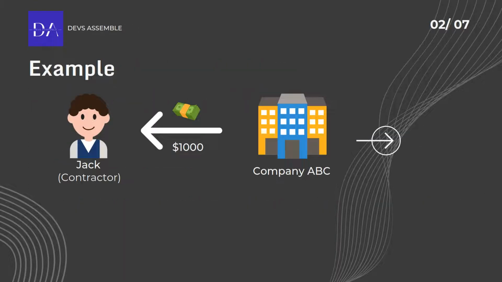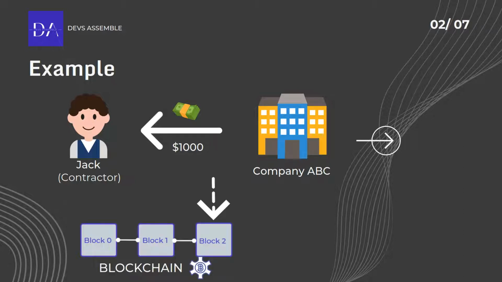Let's take an example. Here, Jack is a contractor and he did a job for the company ABC, and in return, the company paid him $1,000. This transaction was recorded and stored in the blockchain. Let's say Jack is a bad guy and he wants to go back and change his transaction history. He wants to pretend that the company ABC didn't pay him for his last job and he wants to get paid again. This is the double spend problem. Well, the blockchain was designed to address this problem.